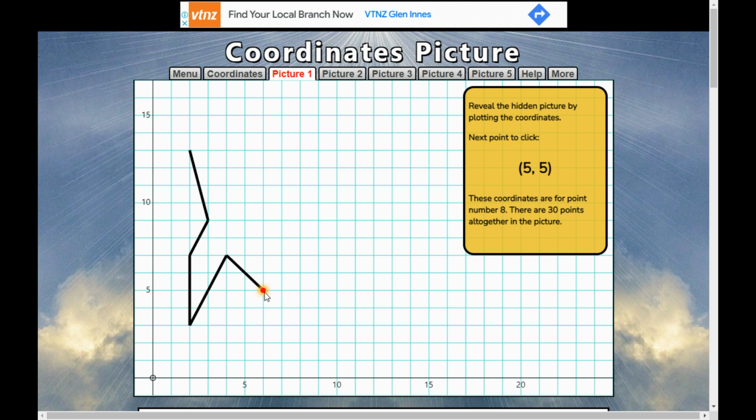Alright, 5 and 5 is the next one. 6 and 4, which is there. 7 and 4, which is there. 8 and 3, which is there. 8 and 1, which is there. That's 9 and 1. 8 and 1 would be there. 10 and 1 is there. 10 and 2 is there.